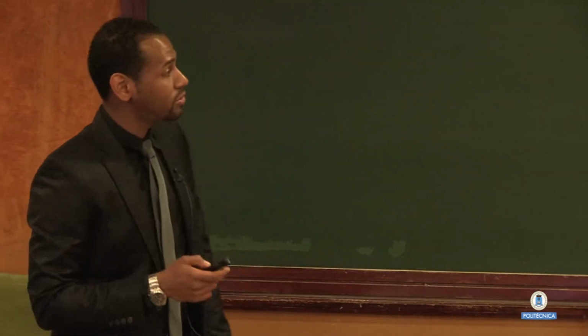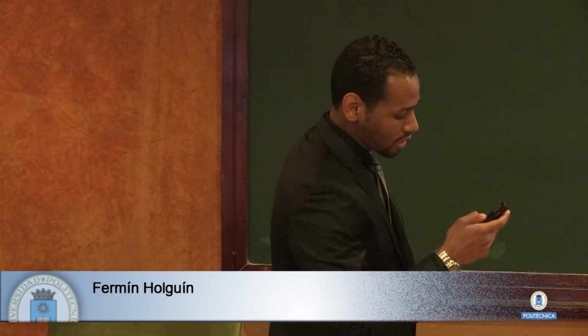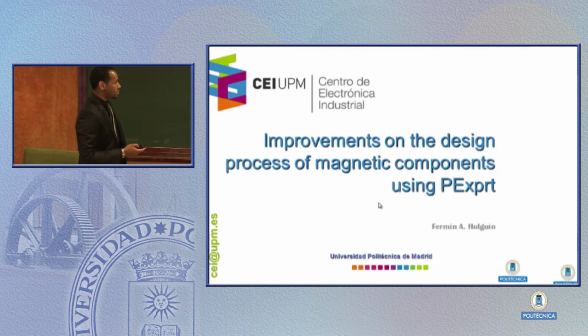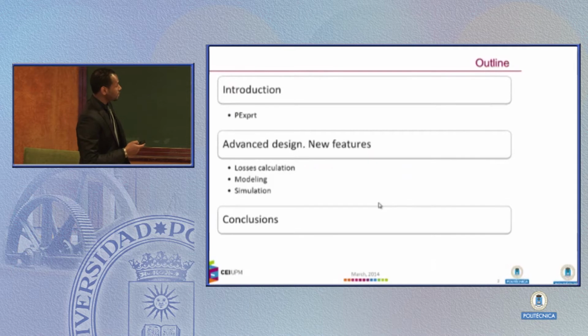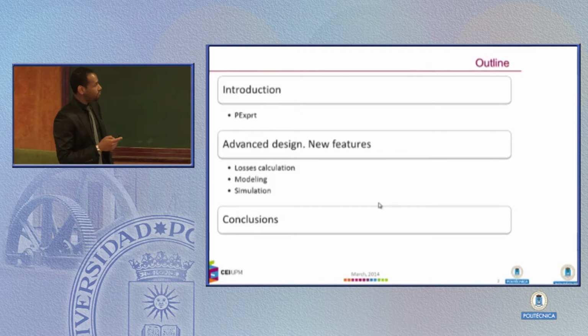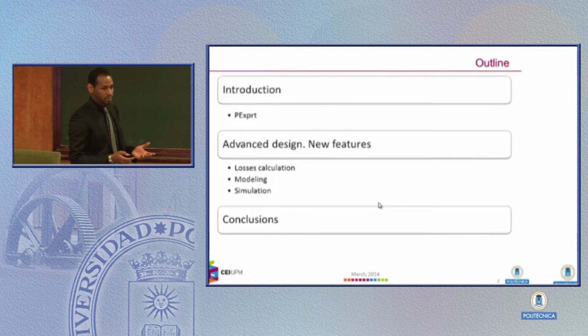Good morning, and thank you again for coming to this 7th annual meeting. My name is Fermin Olguin, and I'm going to introduce you the improvements on the design process of magnetic components using PSPR. In this presentation, as an introduction, I will talk about PSPR, and for those that don't know or are not familiar with the tool, I will talk about what PSPR is and how it can help us to obtain very good designs in very short time.